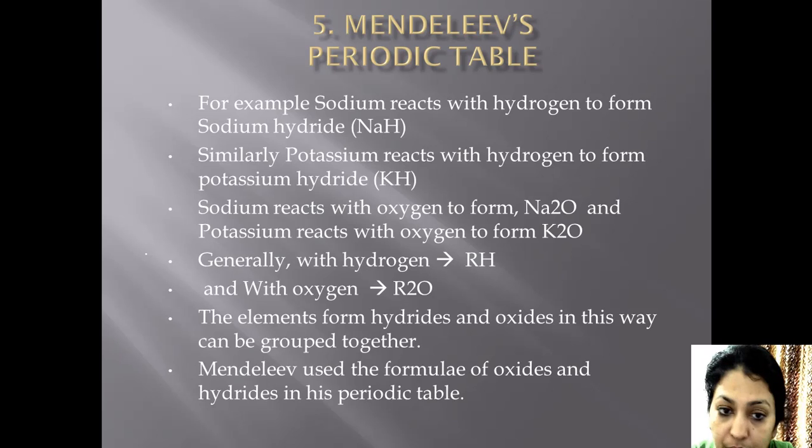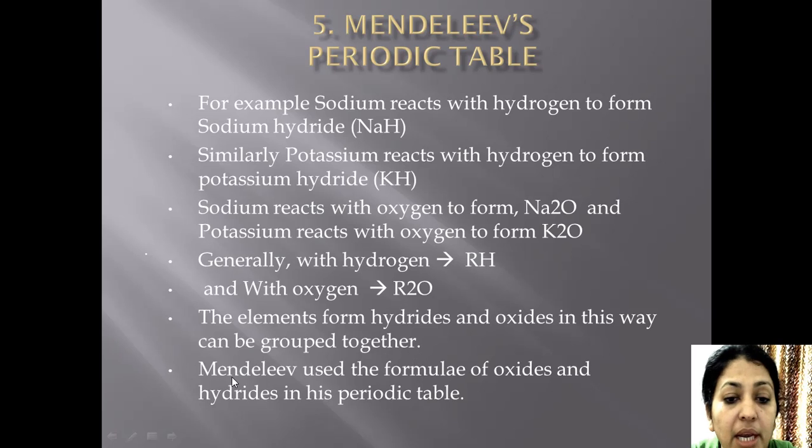form K2O. Okay. Generally, if we consider these types of elements as R, letter R, okay, with hydrogen, they will make RH, hydride, like NaH, KH, etc. And with oxygen they make R2O like Na2O, K2O, etc. Okay. And the elements form hydrides and oxides in this way. With the same chemical formula, he found that they can be grouped together.